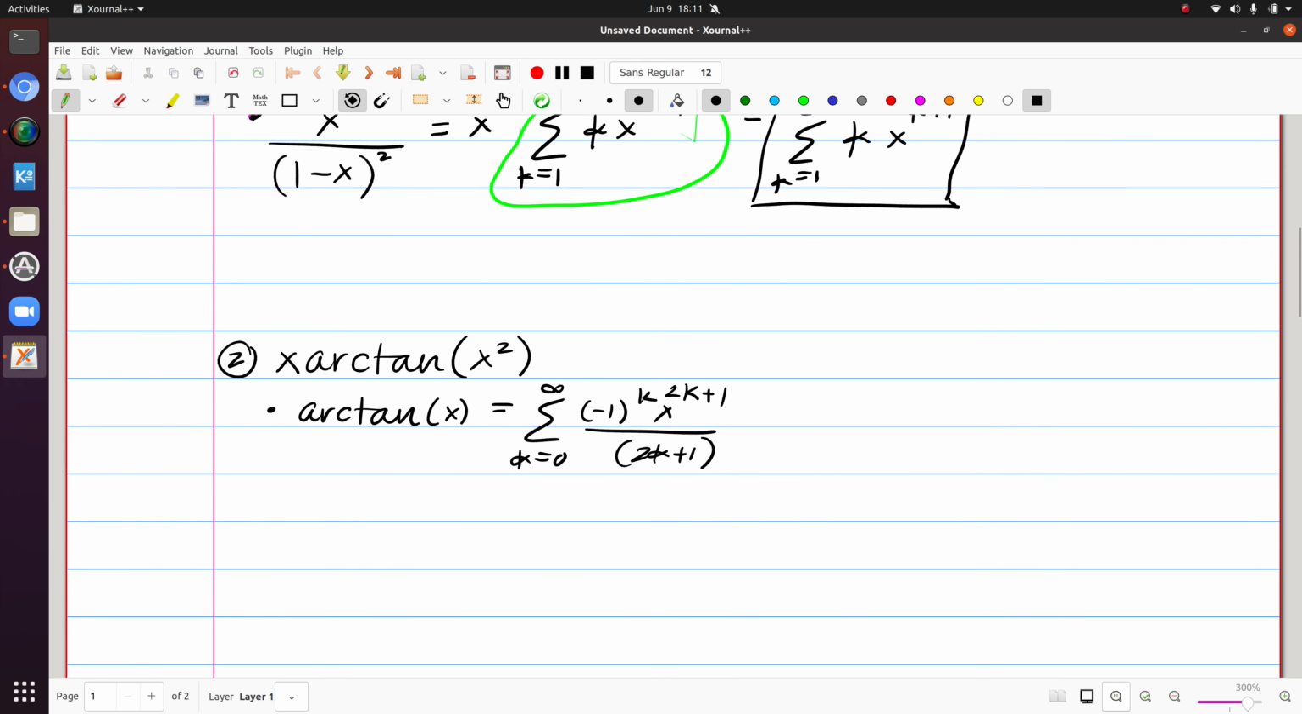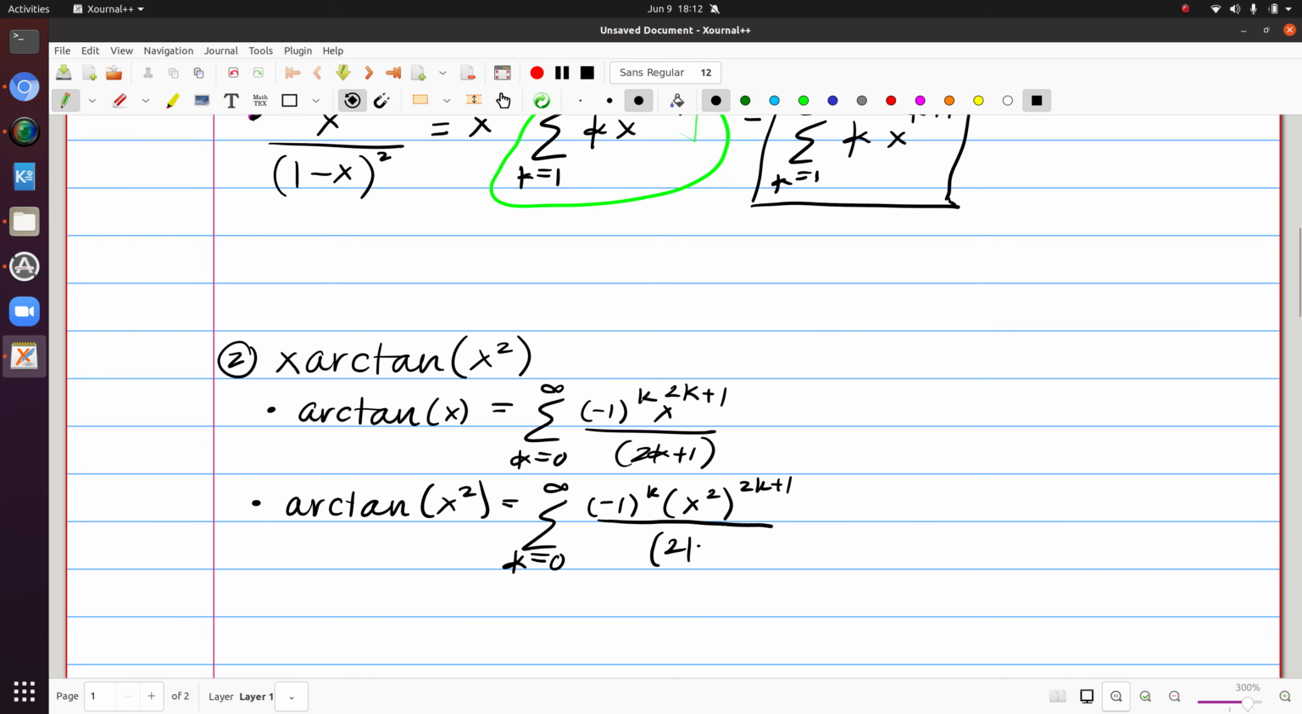Now, there's two things going on. There's function composition, and there's also multiplication. I'm going to do the function composition first, and as a general rule of thumb, I like to work my way from the inside out. And if I do this, I'm going to take my series from above and replace x with x squared.